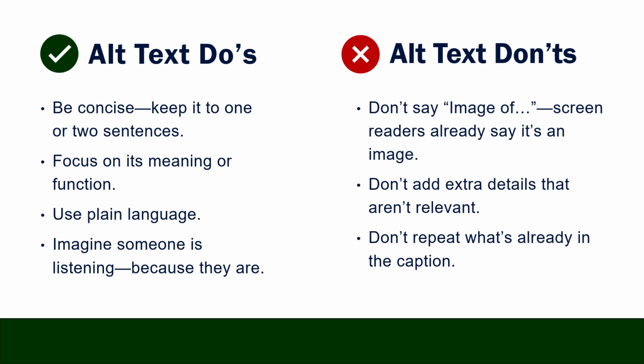Let's go over some quick tips for writing good alt text. Be concise. Keep it to 1 or 2 sentences. Focus on its meaning or function. Use plain language. Imagine someone is listening, because they are. Don't say "image of." Screen readers already say it's an image. Don't add extra details that aren't relevant. Don't repeat what's already in the caption.